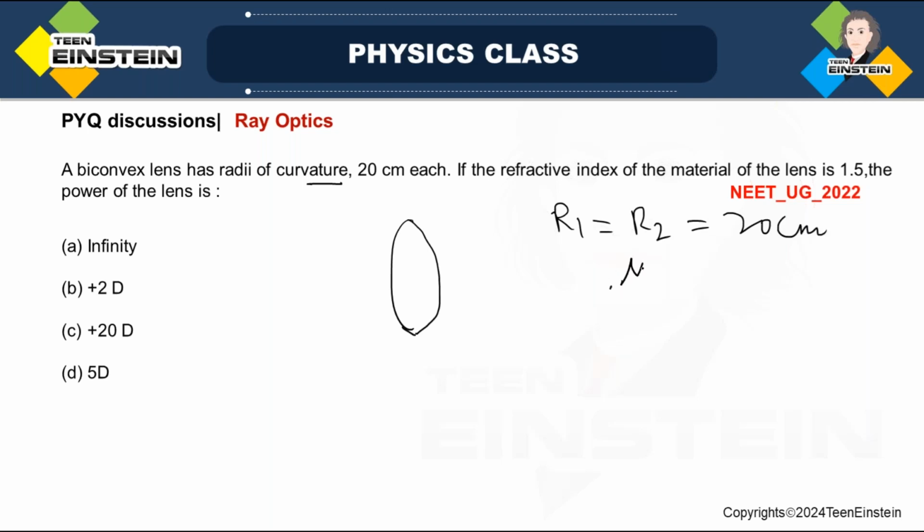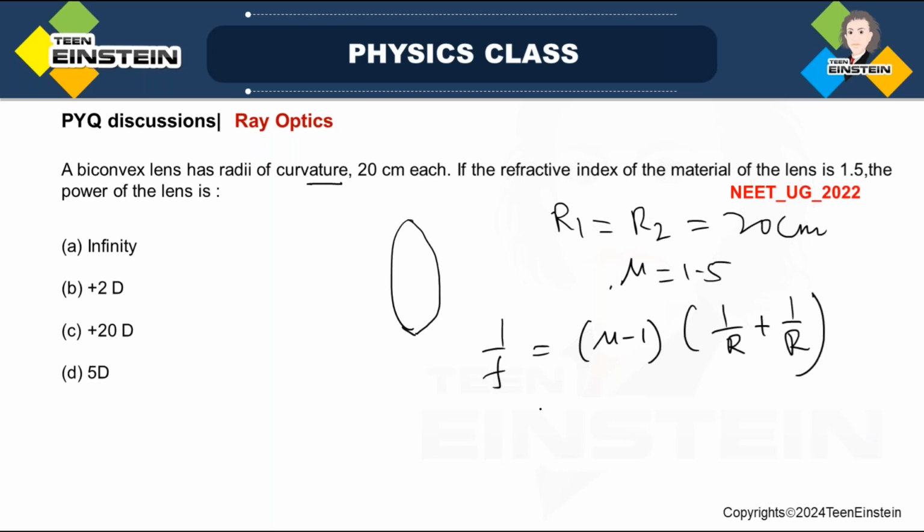All right. So we have another question. A biconvex lens has radii of curvature, biconvex, okay, this is the biconvex lens, each surface is 20 centimeter, and the glass has mu 1.5. The power of the lens, you have to find out. What is the power of the lens?